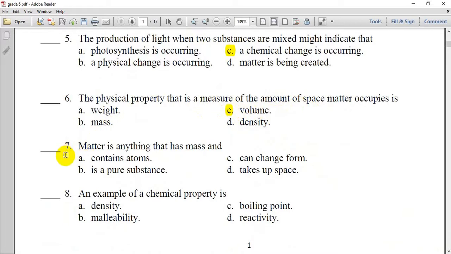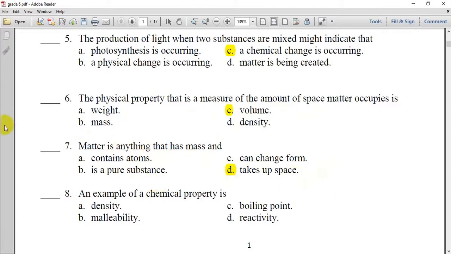Question 7. Matter is anything that has mass and volume, but we don't have volume here. We have the meaning of volume. What does volume mean? Takes up space. So matter is anything that has mass and takes up space. So we will choose letter D. And this means volume. If you want to write, you can add here equals volume.